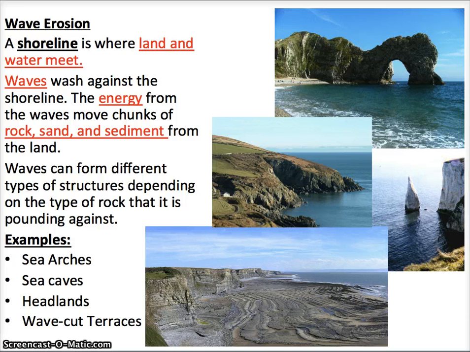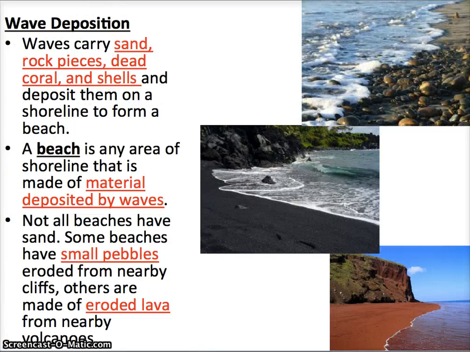Okay, now that we talked about erosion, let's talk about deposition. So again, deposition is when the waves will deposit or drop off some of the sand or rocks that eroded away from the cliffs. So waves will carry the sand and rock pieces and deposit them on a shoreline, and when they do, they form a beach. Now, not all beaches have sand. Sometimes the deposition involves pebbles, like here. Sometimes waves will deposit little pieces of lava rock, and that's why this beach has really, really dark rocks and sand.